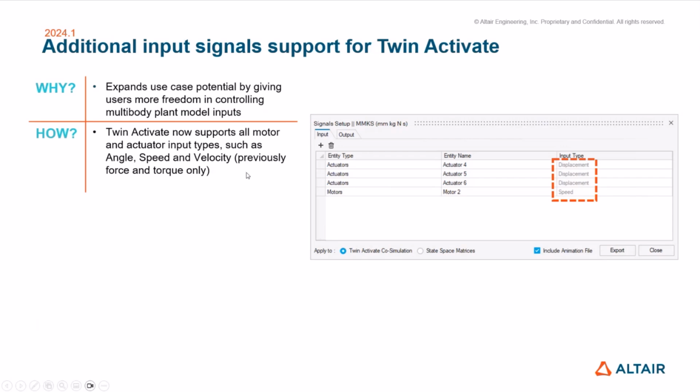We also have additional input signals for Twin Activate. We now support displacement and speed for your inputs to Twin Activate. Previously, it was only force and torque, but now we have motion-based entities as well.